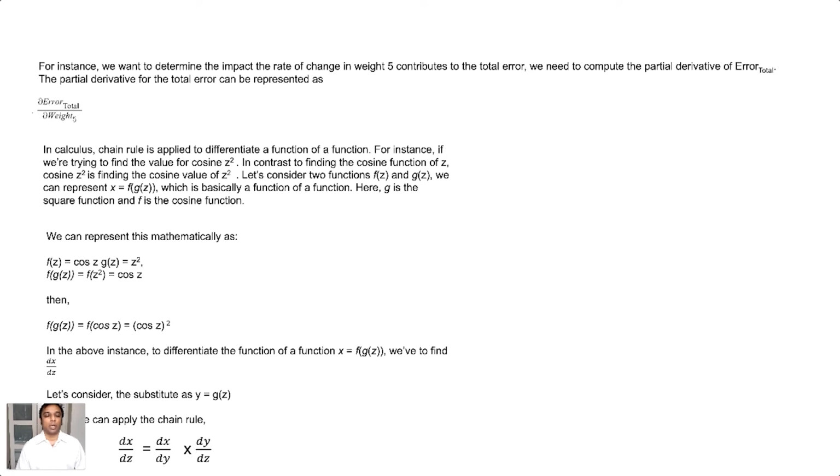And if you want to consider the substitute y as a function of z, then you can apply the chain rule: d of x by d of z is simply d of x by dy multiplied by dy by dz. That is the chain rule. So that's how you're going to compute your partial derivative of dx by dz, using the chain rule with a differentiation of a function.